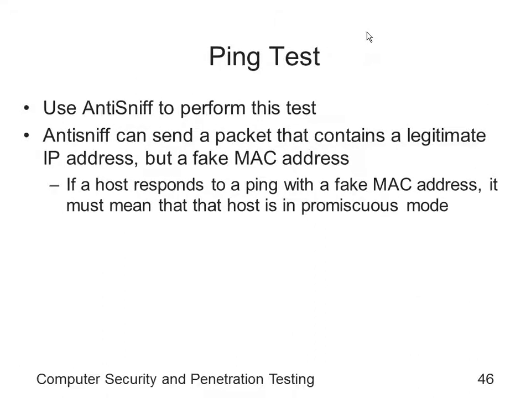A ping test. It says anti-ping can send a packet that contains a legitimate ping but a fake MAC address, where a normal machine wouldn't accept it because it's not correct. If it replies with a fake MAC, it must mean it's in promiscuous mode, because it shouldn't reply if the MAC is wrong, because ping only works internally. It does across the internet, but at the end it actually does a unicast request to it.